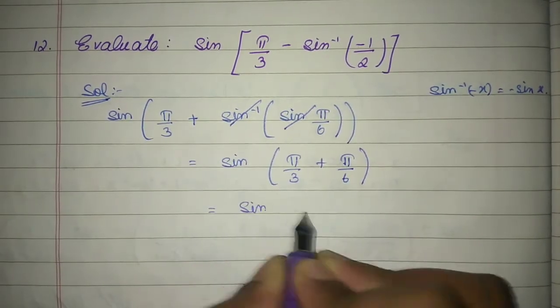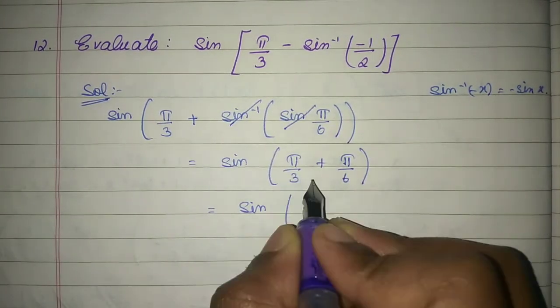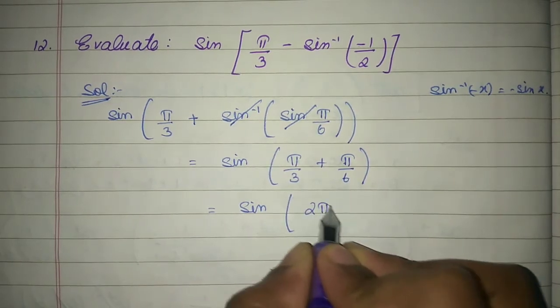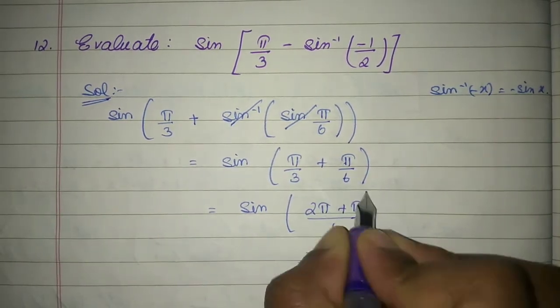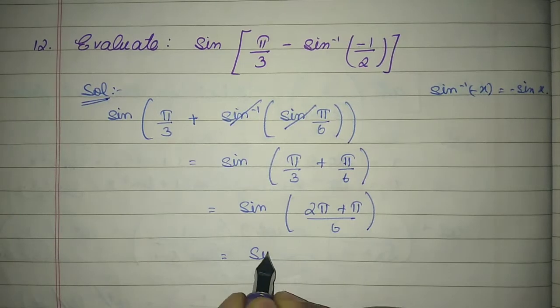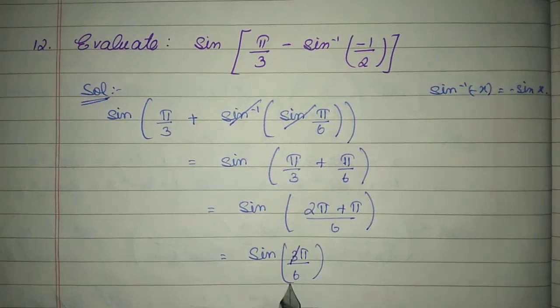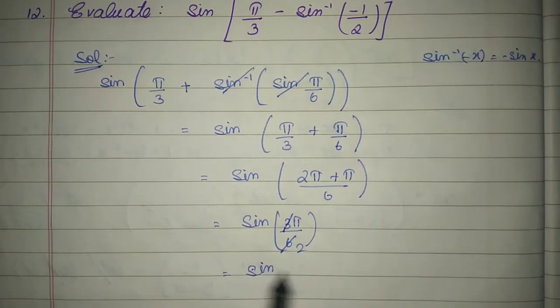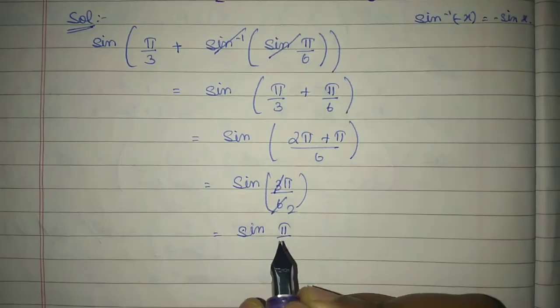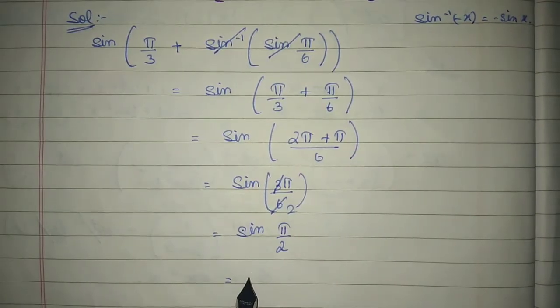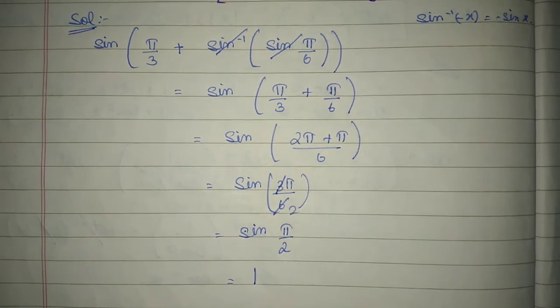So sine of, I will just take LCM. So 2 pi plus pi by 6 is equal to sine of 3 pi by 6. So 3 one times, 6 two times. So sine pi by 2. So what is sine pi by 2? Sine pi by 2 is 1. So therefore, the value of sine of pi by 2 minus sine inverse of minus 1 by 2 is 1.